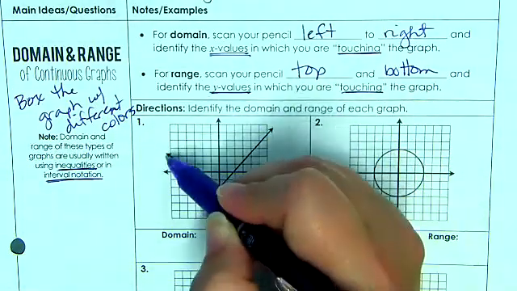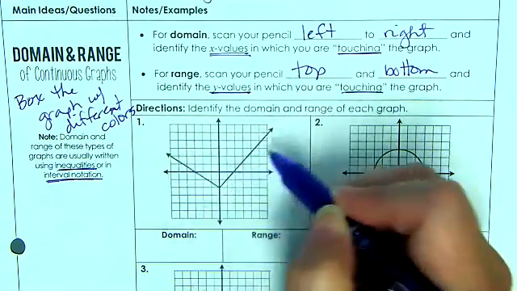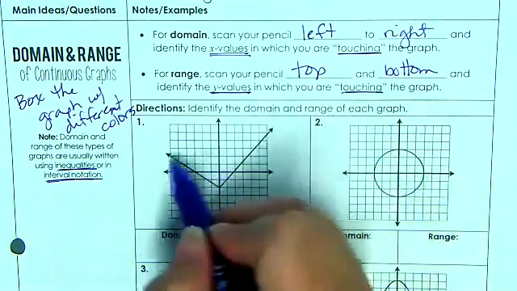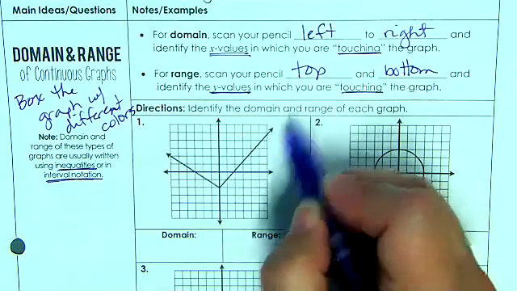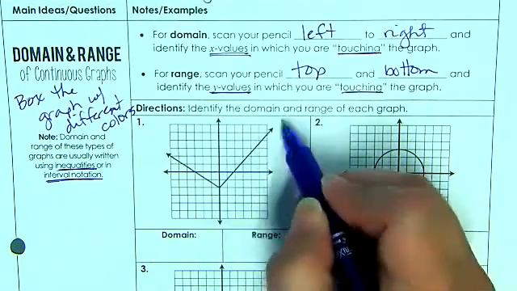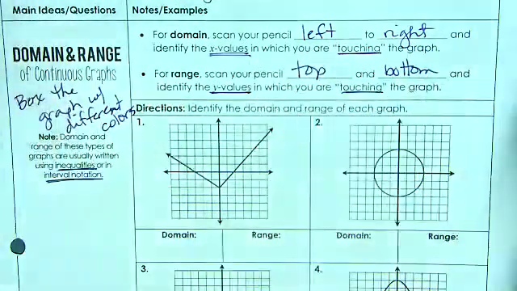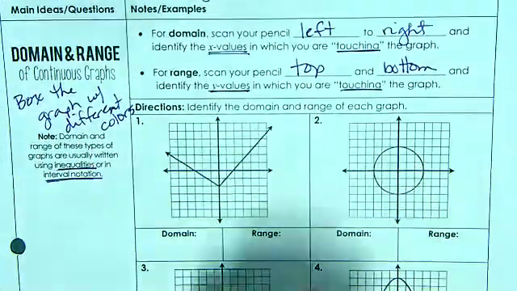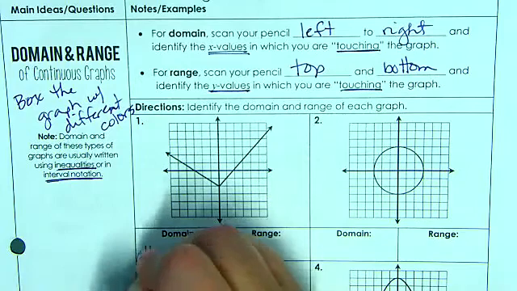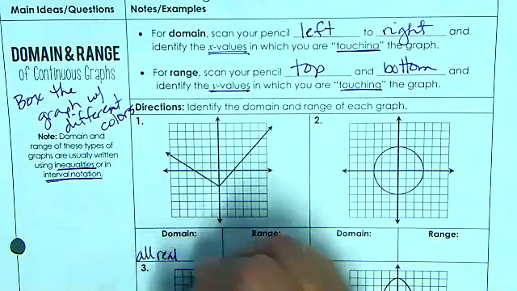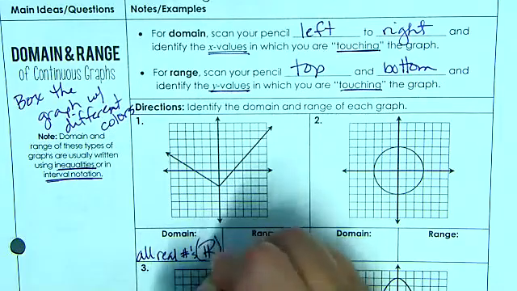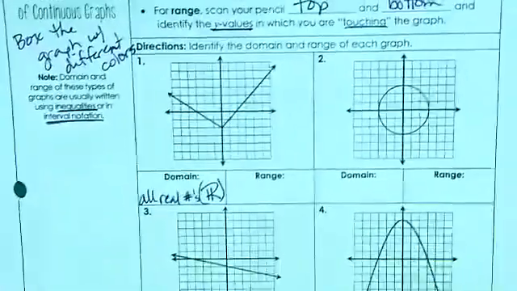Okay. If I'm looking at the X values, does it ever stop going this way or this way? The X's never stop because it keeps going in both directions. Since it never stops, there's no place for it to end. This is going to be all real numbers, which we use this fancy symbol for right here.